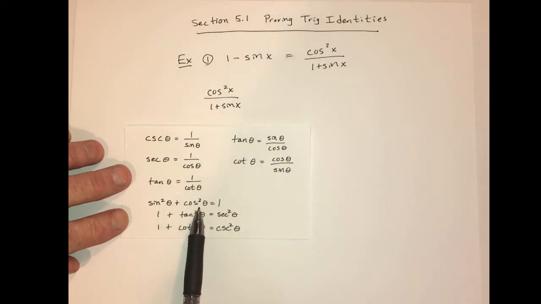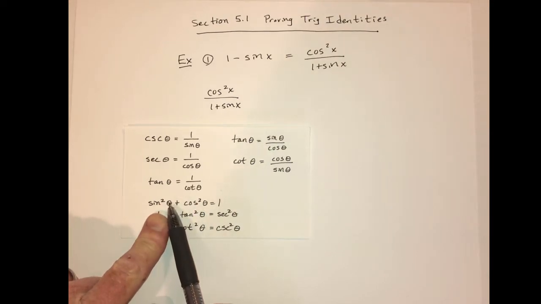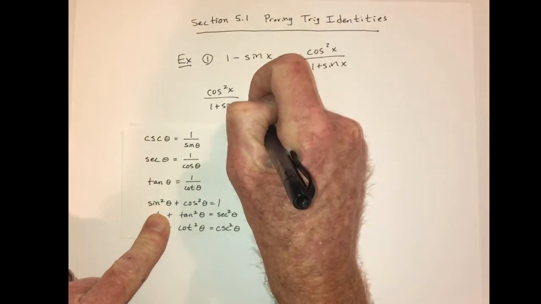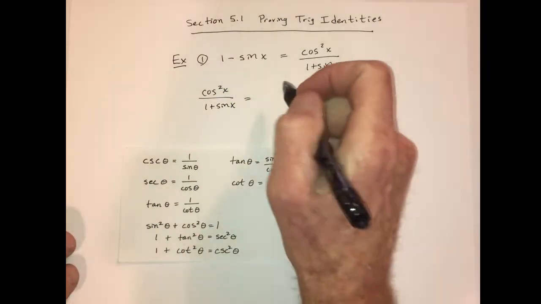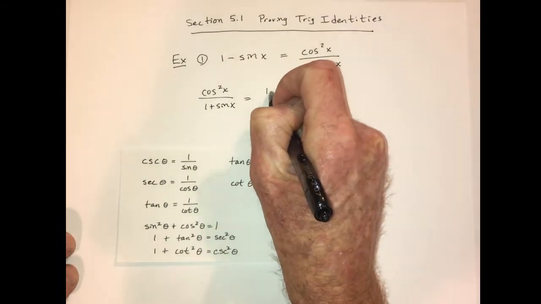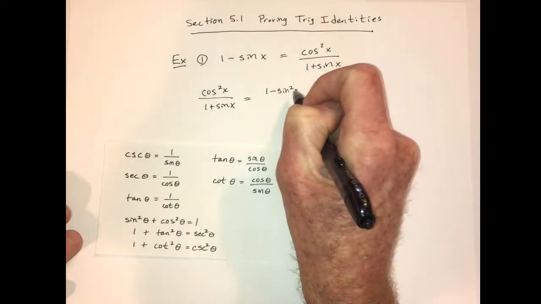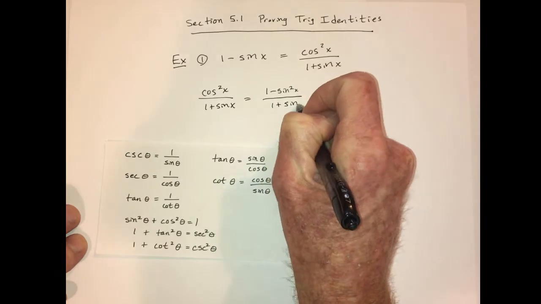So I'm going to use this one right here. Sine squared plus cosine squared equals 1. But if I subtract sine squared from both sides, another identity for cosine squared is 1 minus sine squared. And then it's still divided by 1 plus sine.